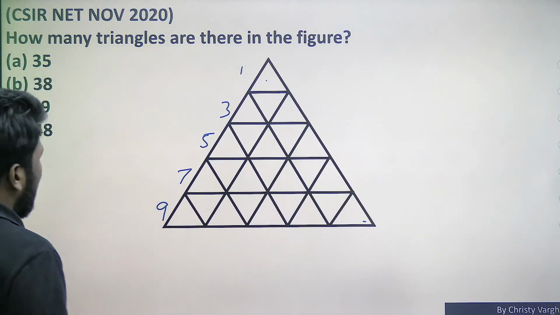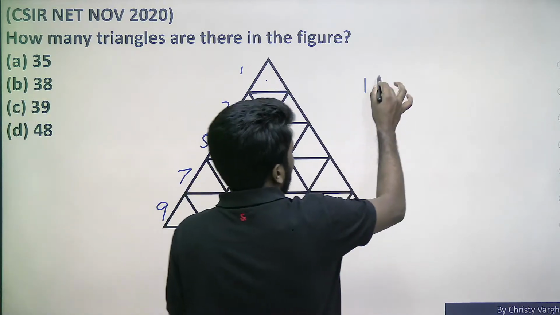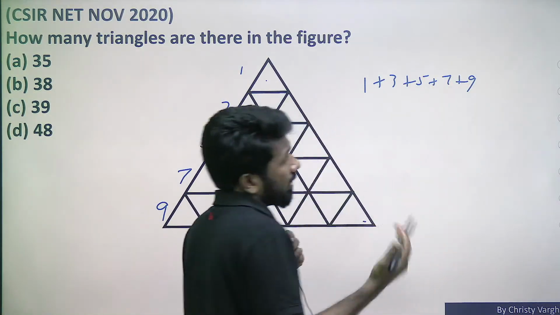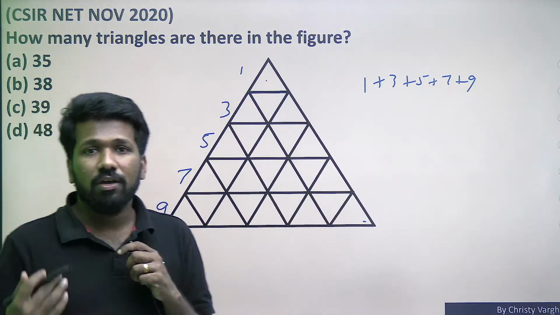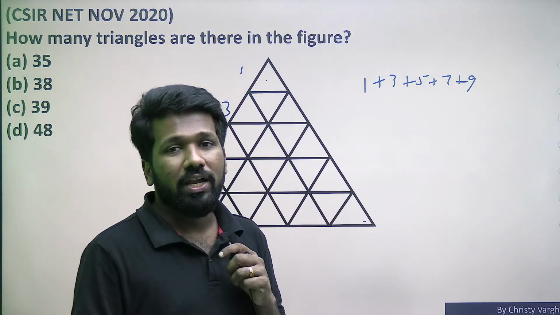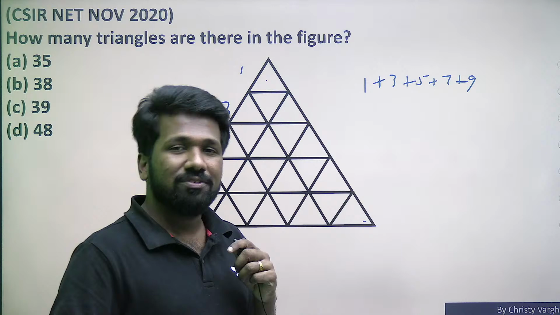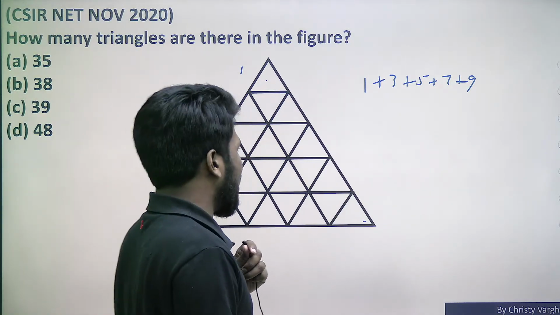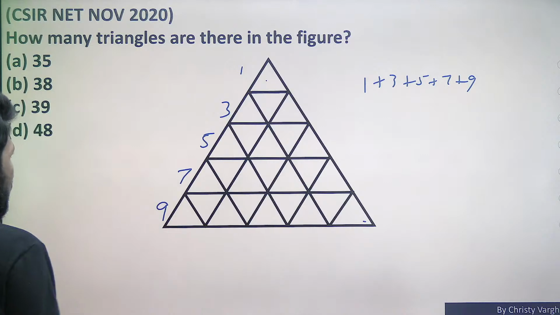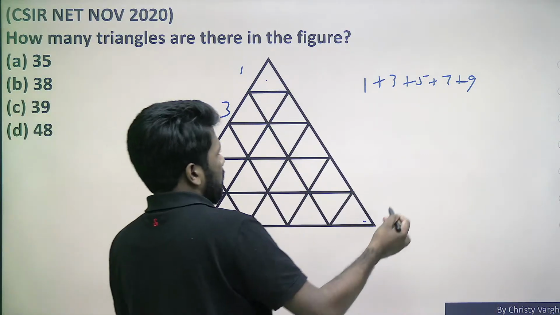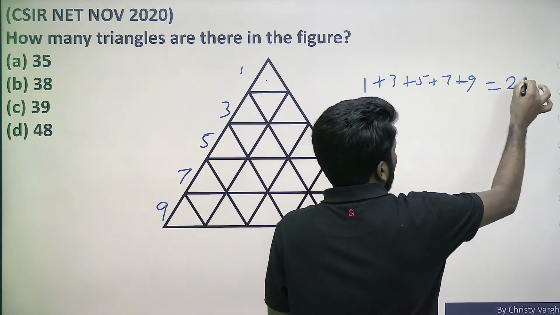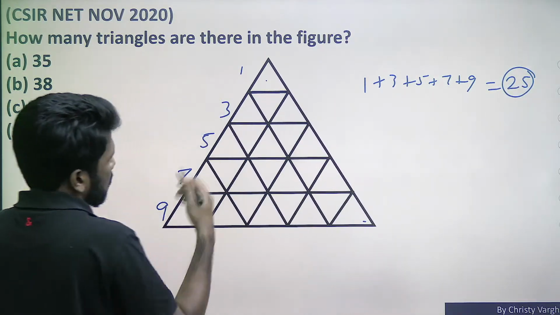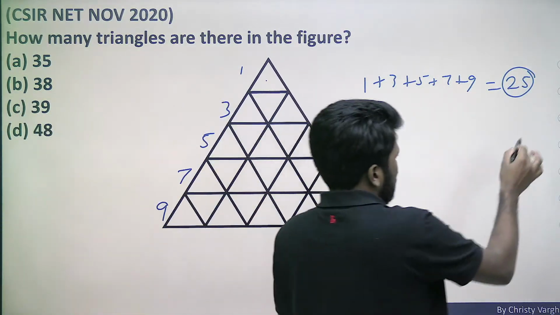So anyway, the 1 row involved triangles will be 1 plus 3 plus 5 plus 7 plus 9. Yeah, if you want to generalize, that is the sum of the first 5 odd natural numbers. That is 5 square. There is a formula for the sum of the first n odd natural numbers, n square. That way you can do it faster, or manual counting is enough if you don't want to involve more formulas. So 25 triangles, all of you understood it.